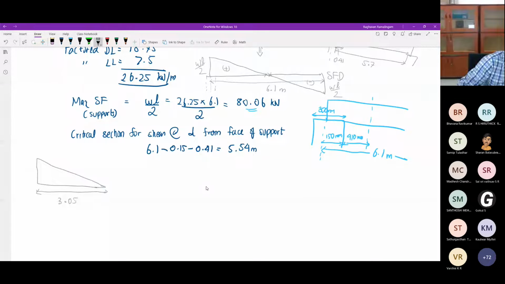So I need it at 2.49 meters. This is 80.06. How much is this? So V at D from the face of the support. V always stands for shear force, like M for moment, V is a common letter to use for shear force. So V at D from the face of the support means at 2.49 meters from the effective span location. If here it is 80.06, how much is it at this point?